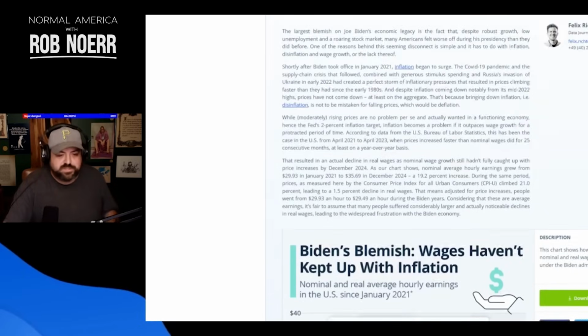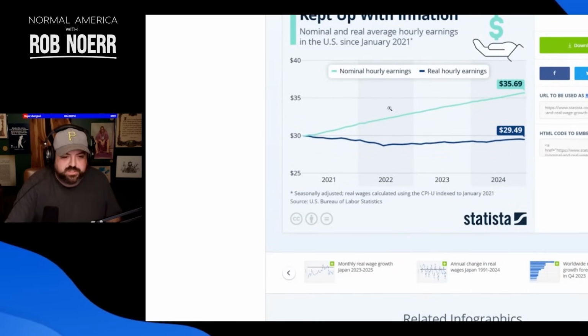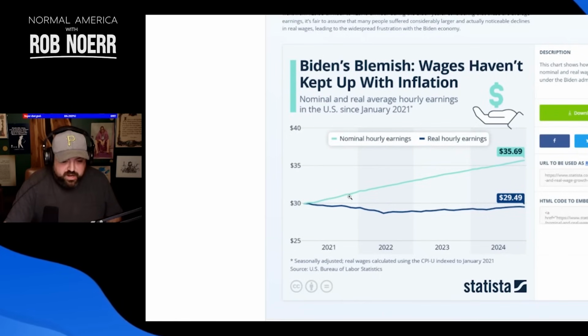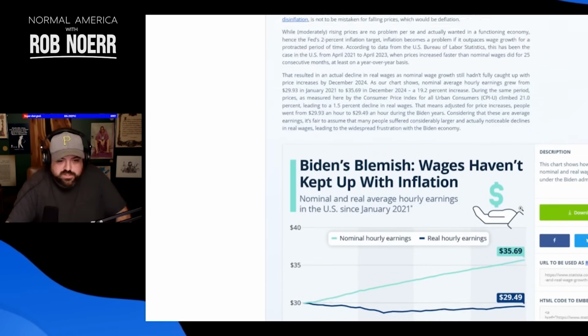Or, this is from Statista, and the data it's going to use is from the Bureau of Labor Statistics. Nominal wage rate, that's the number that he's looking at. See how I said it'll just be a steady increase versus real hourly earnings. See how it starts off at about $30 and it ends up at $29.49 or somewhere around there?